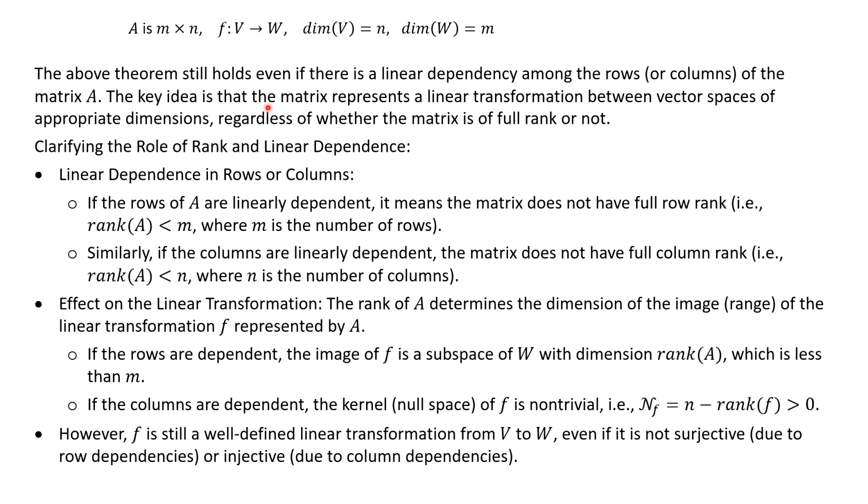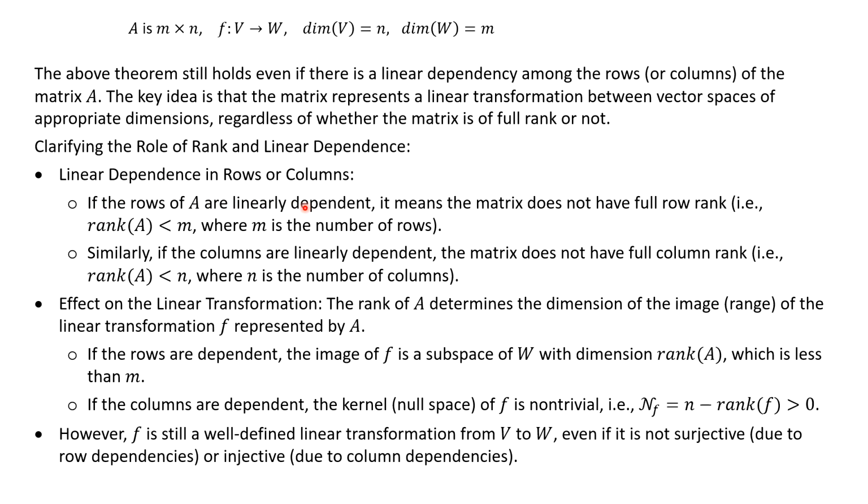The key idea is that the matrix represents a linear transformation between vector spaces of appropriate dimension, regardless of whether the matrix is full rank or not. Appropriate dimension is if we started with a matrix A that's m by n, and we want to create a homomorphism based on A from V to W, then V is of dimension n and W needs to be of dimension m. Just to review the concepts, I think I've mentioned this before, but let's just state them here again.